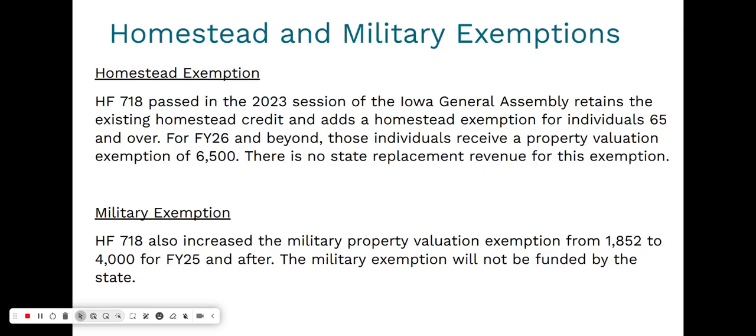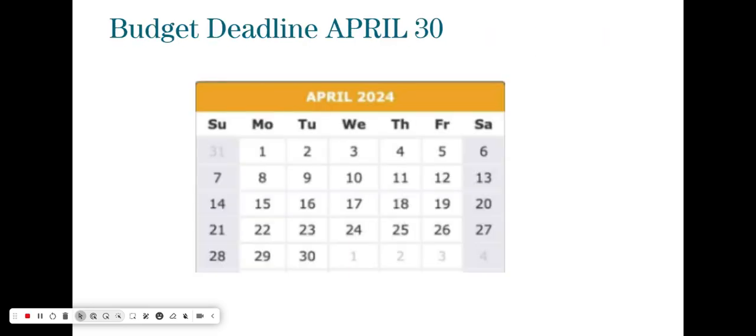for that exemption. There is also and has been in place for a number of years a military exemption. That used to be a property value exemption of $1,852. With House File 718, that exemption was increased to $4,000 and it is no longer funded by the state. So again, it's a reduction in value, but it's not funded by the state.